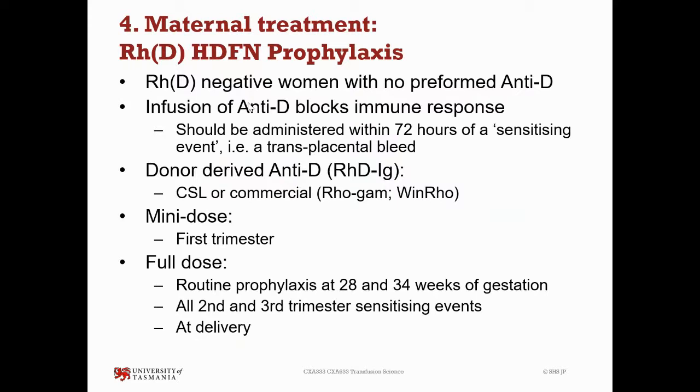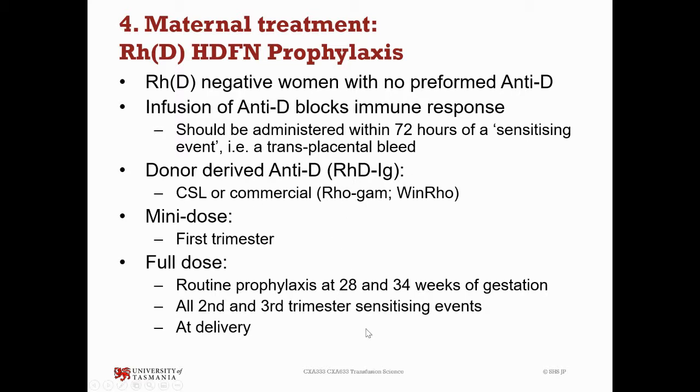And what happens is that if there has been a transplacental bleed, so if some of the fetal red cells have gotten into the mother's circulation, then this anti-D attaches to those fetal red cells, and then the maternal spleen will lyse them and get rid of them. And so the immune system of the mother has not been stimulated. So it's really very, very clever.